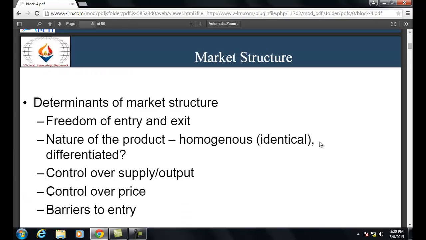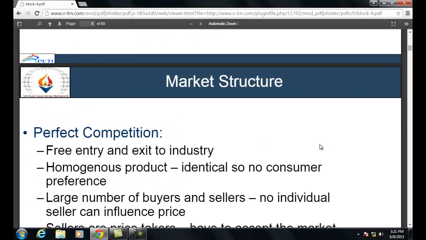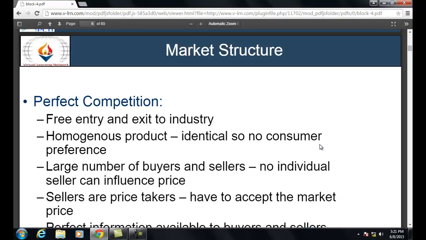Determinants of market structure are all the things by which we can determine which kind of market is applicable, like freedom of entry and exit, nature of product, homogeneous or differentiated, control over supply or output, control over price, or barriers to entry. All these things are included in the market structure by which we can identify the type of markets. Now, types of market can be divided into categories like perfect market and imperfect market.